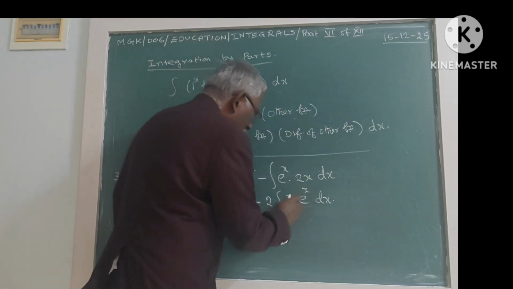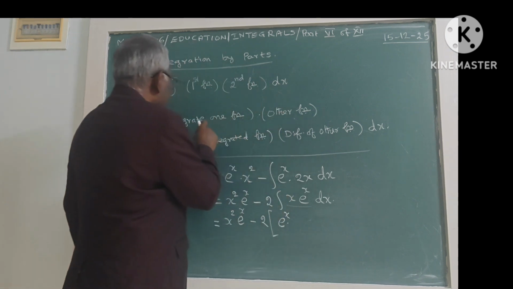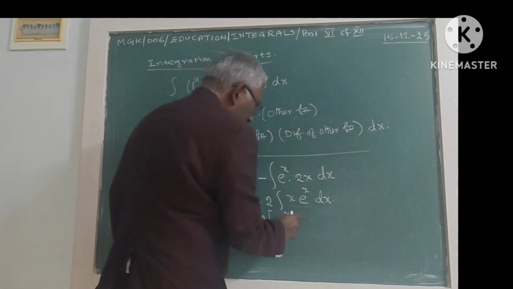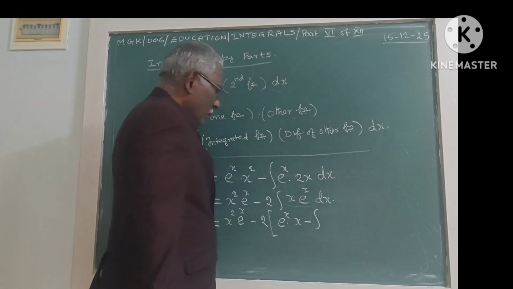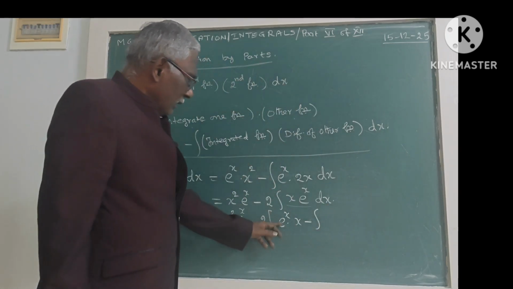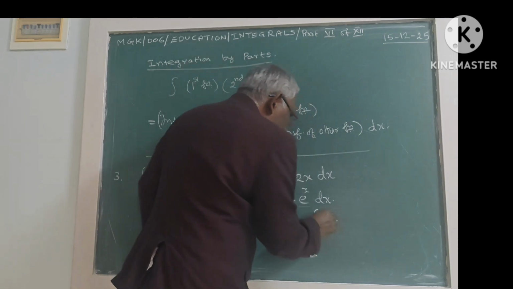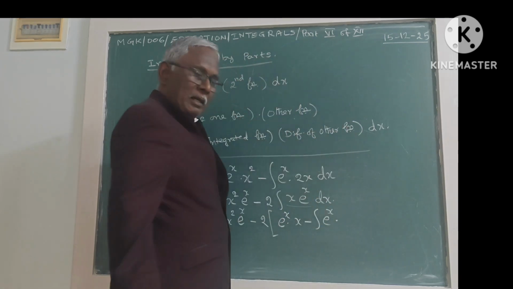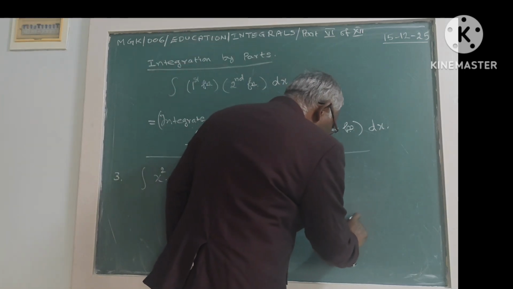If we integrate e power x, e power x into other function. Other function is x, minus integral of integrated function, that is e power x only, into differentiation of other function. Differentiation of x is 1 dx.